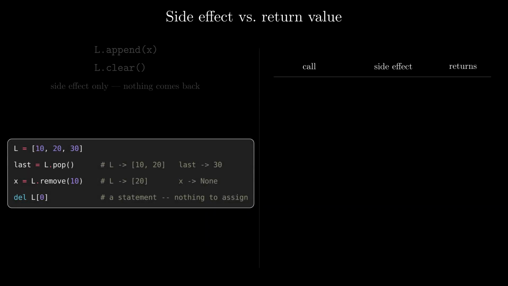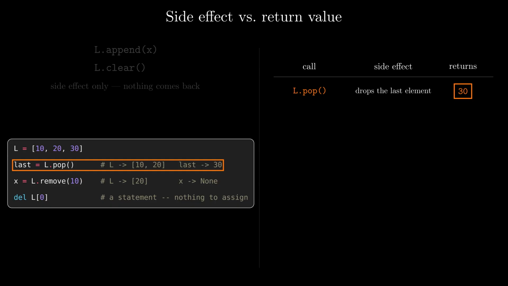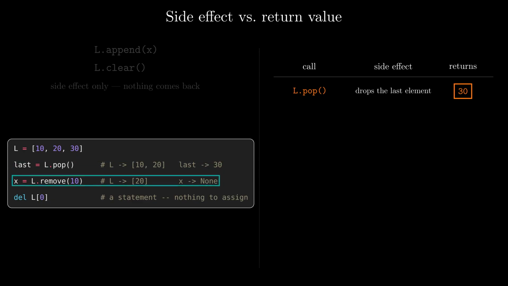Pop is the odd one out, and the dot notation is why. We met the dot last lecture with append and clear. Those calls work by side effect. They change the list and hand nothing back. Pop does both jobs. It mutates the list by dropping the last element, and it returns that element's value so you can catch it in a variable. Take L holding 10, 20, 30. Write last equals L.pop. Afterwards, L is 10, 20, and the variable last holds 30, the value that just left.